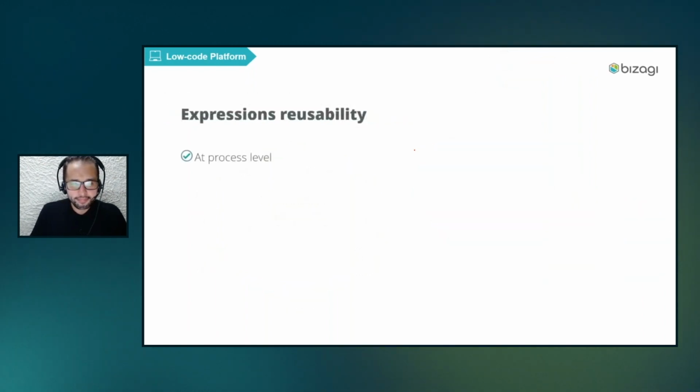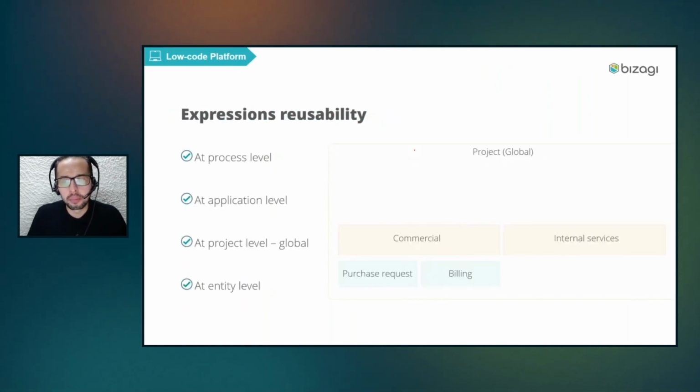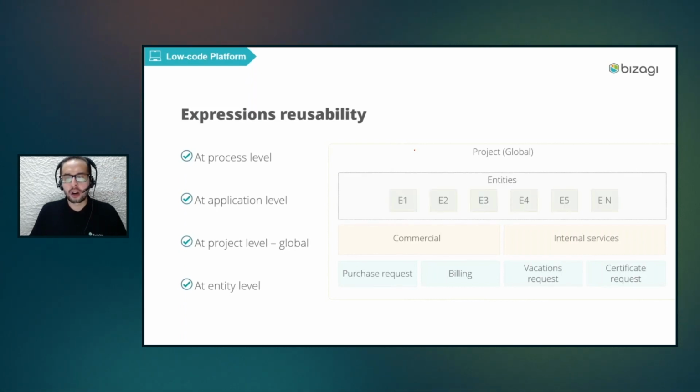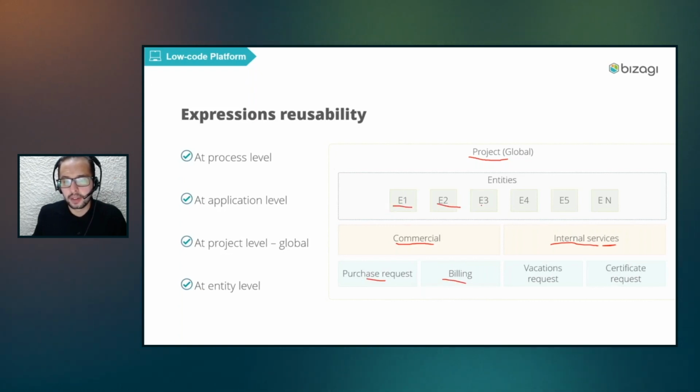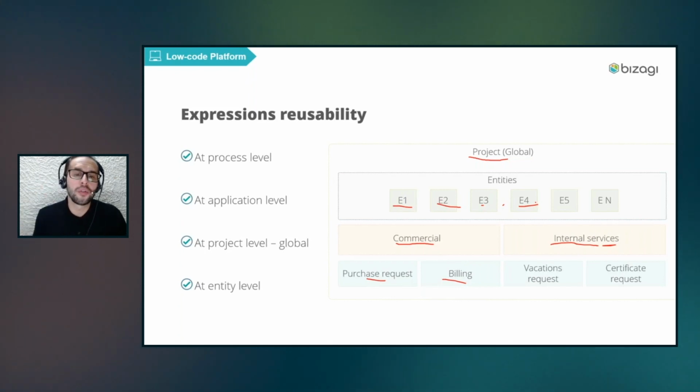So for expressions reusability, it is really important to understand the structure that we saw at the beginning, the structure of a project in Bizagi. Remember, the highest level possible is the project. Then I have as many applications as I want, then different processes, and all these processes use different entities. Why is this so important in terms of expressions reusability? Mainly because you can create expressions at any of those levels.